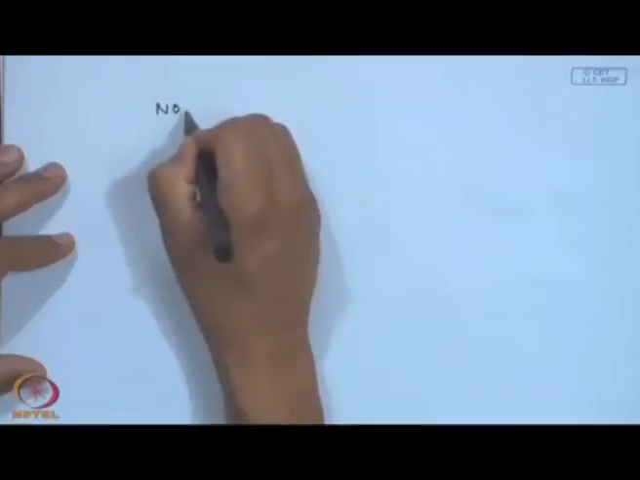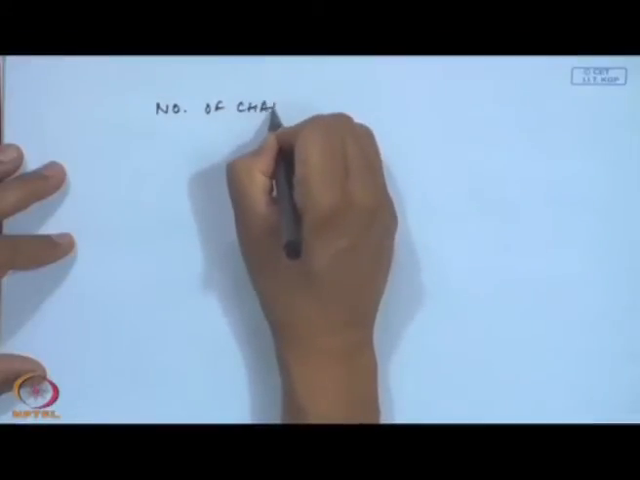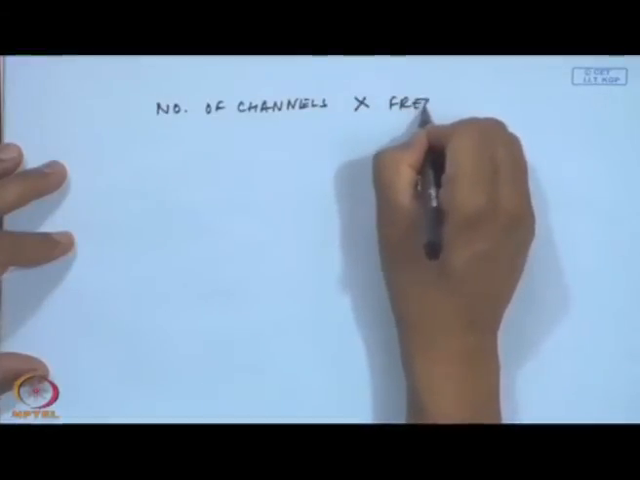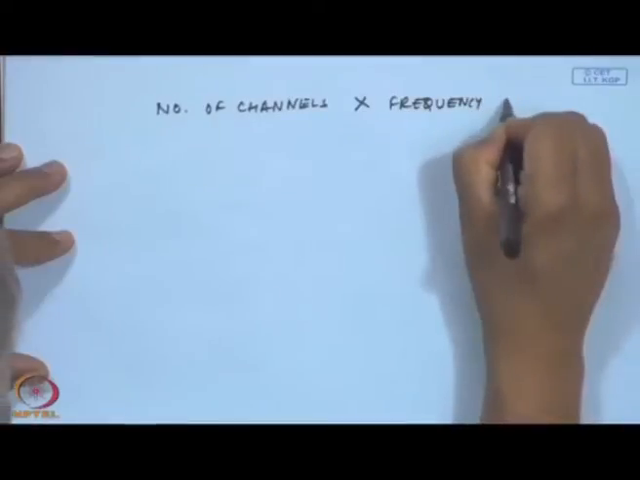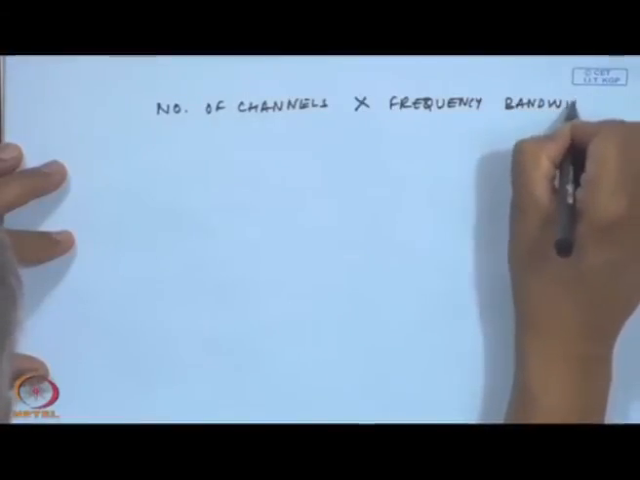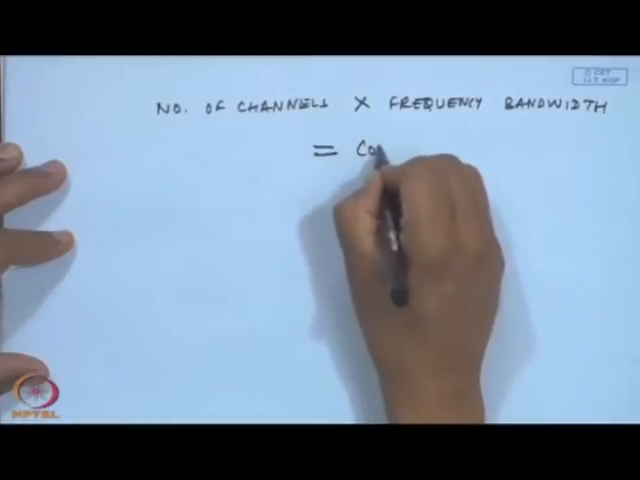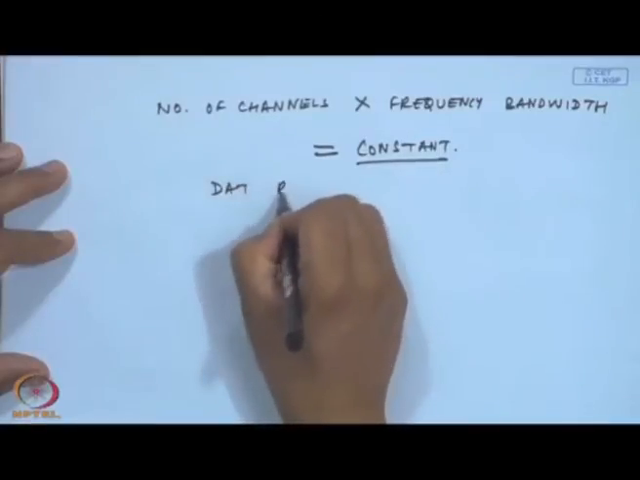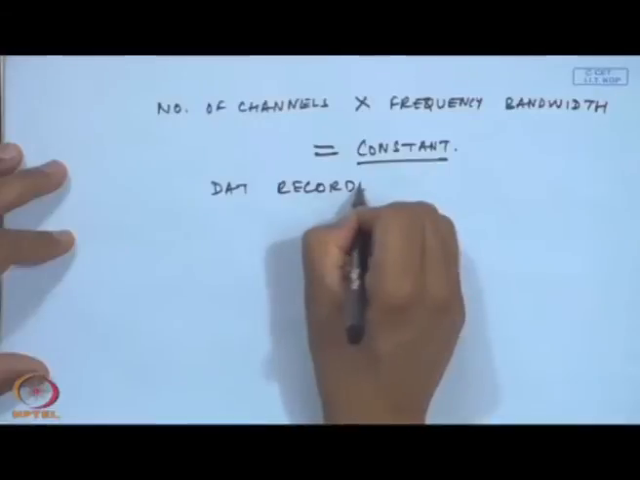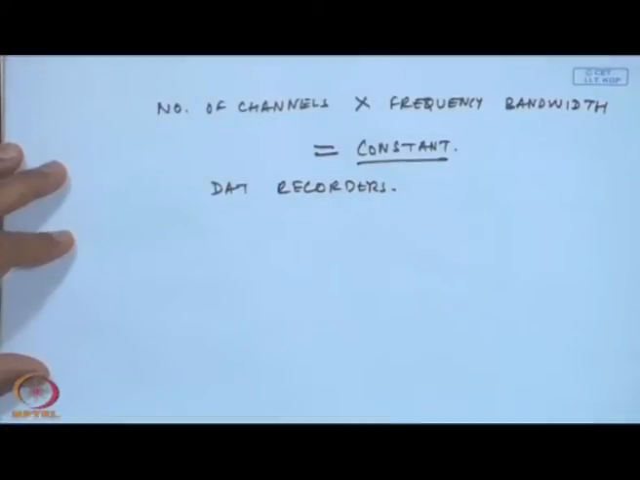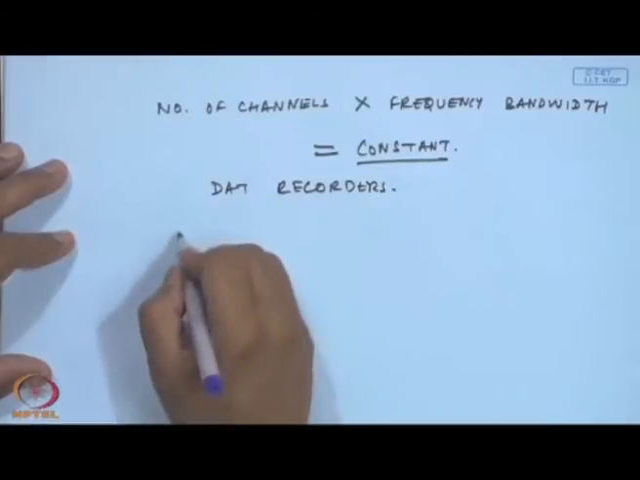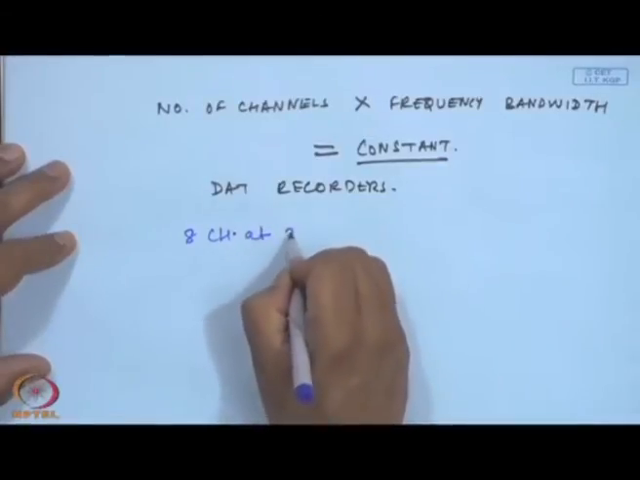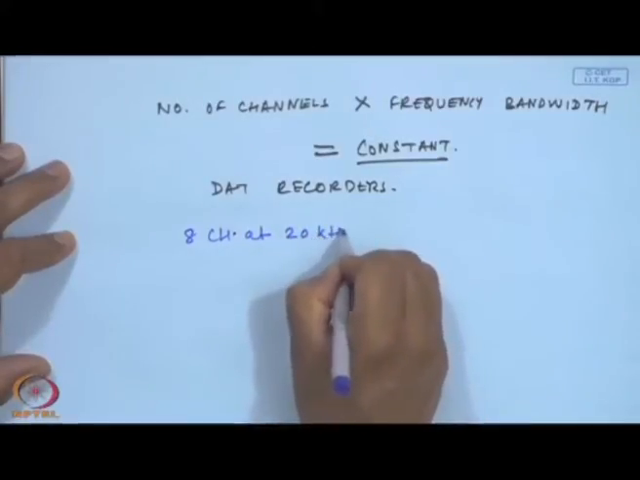So, the number of channels times the frequency bandwidth is a constant in these kinds of DAT recorders. So, it is 8 channels at 20 kilohertz. Okay.